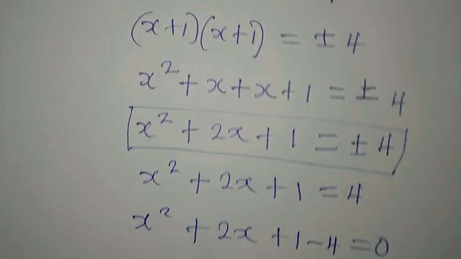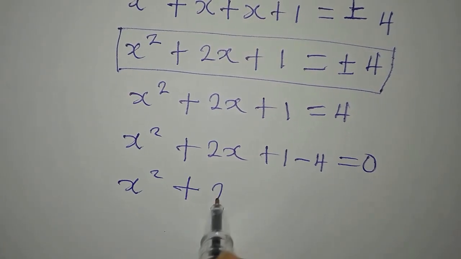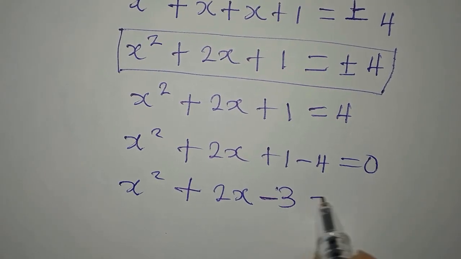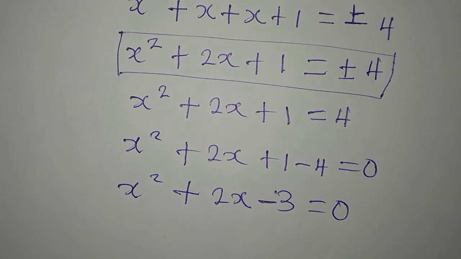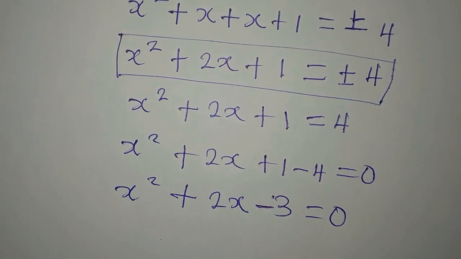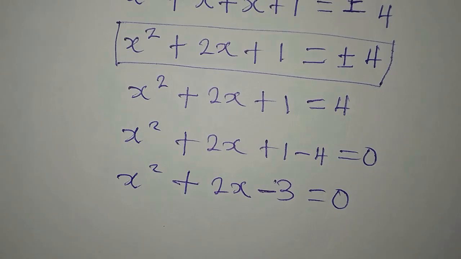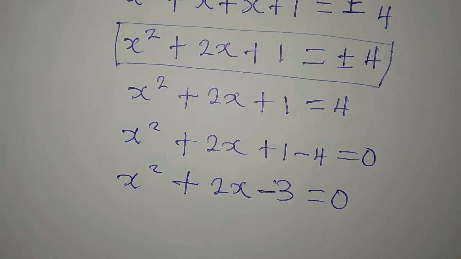This is a quadratic equation. x^2 + 2x - 3 = 0. So what do we do? We are going to solve this quadratic equation using any method of our choice. Okay, we can decide to factorize if it is factorizable, or we decide to use the formula method. So the question is, do you remember the formula? If not, think whether it is factorizable or not.